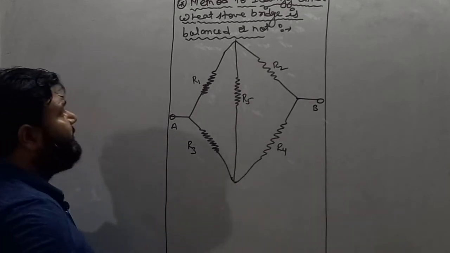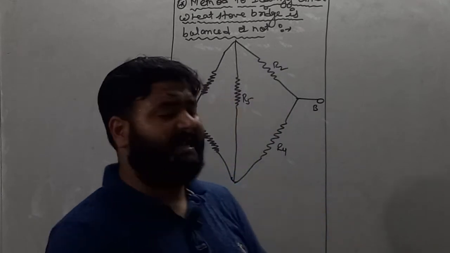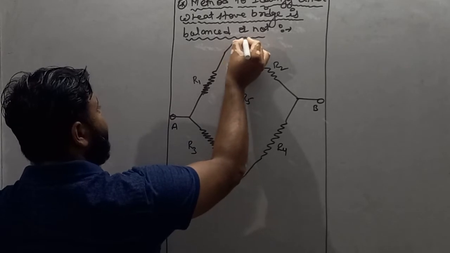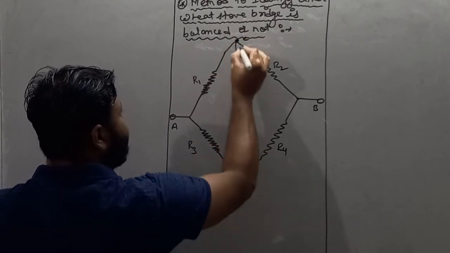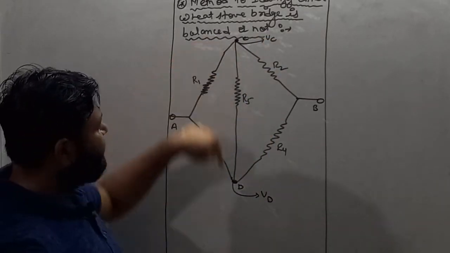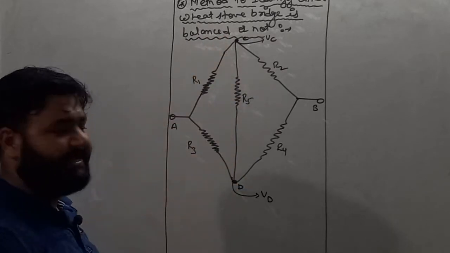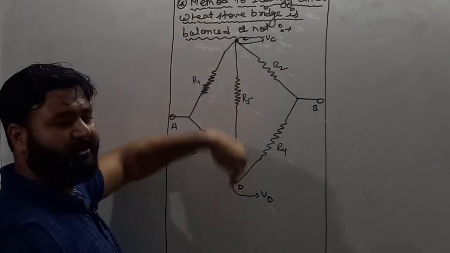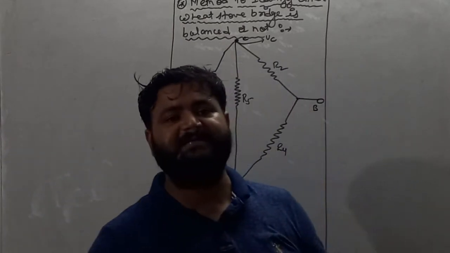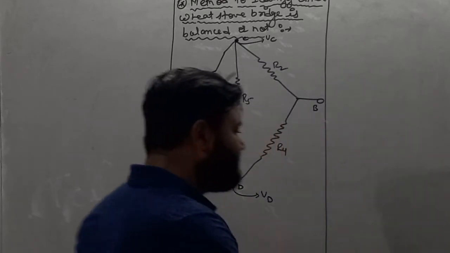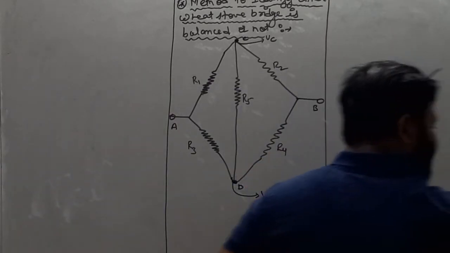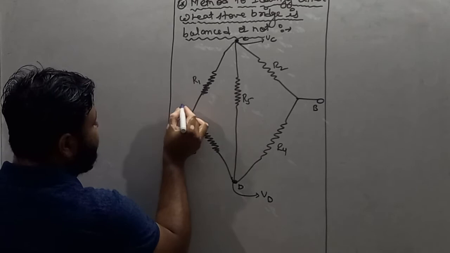Check out what the balance condition of the Wheatstone bridge is. As we know, if this point is C and this point is D, then the potential at C and the potential at D, that is the potential across the bridge resistor, is the same, hence no current can flow across this bridge resistor. I am telling you how to check whether the Wheatstone bridge is balanced or not balanced. So let's suppose, my dear student, some current I is flowing in this circuit.